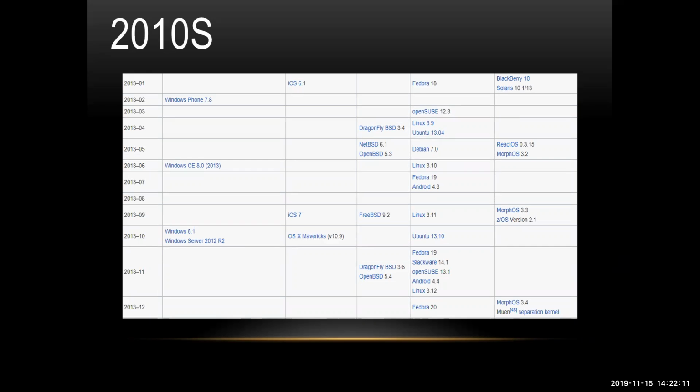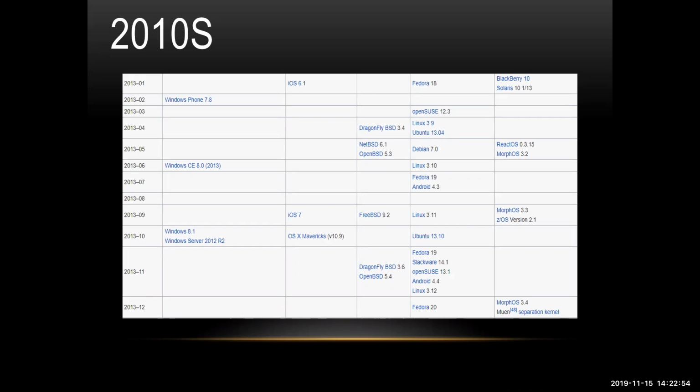And then for January 2013, we started with iOS 6.1, followed by Fedora 18, and then followed by BlackBerry 10. BlackBerry 10 is a proprietary mobile operating system for the BlackBerry line of smartphones, both developed by BlackBerry Limited. BlackBerry 10 is based on QNX, a Unix-like operating system that was originally developed by QNX Software Systems. And then we also had Solaris 10 1/13. And then March, we had the openSUSE 12.3.